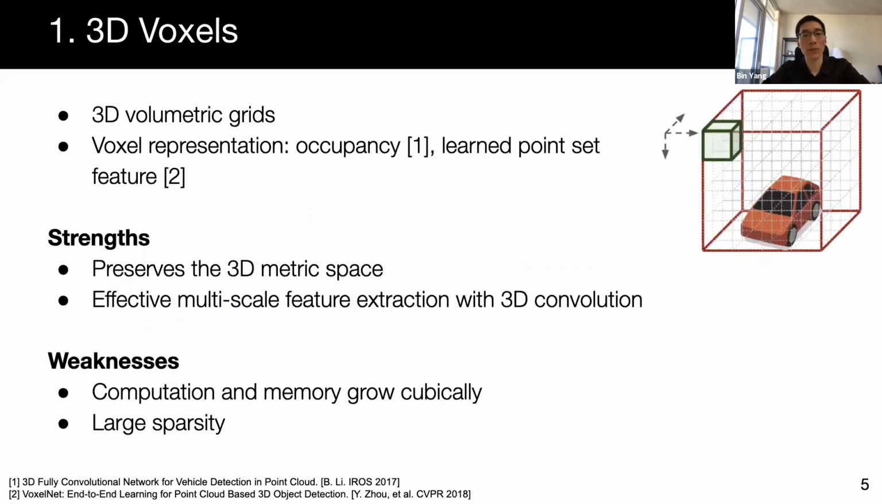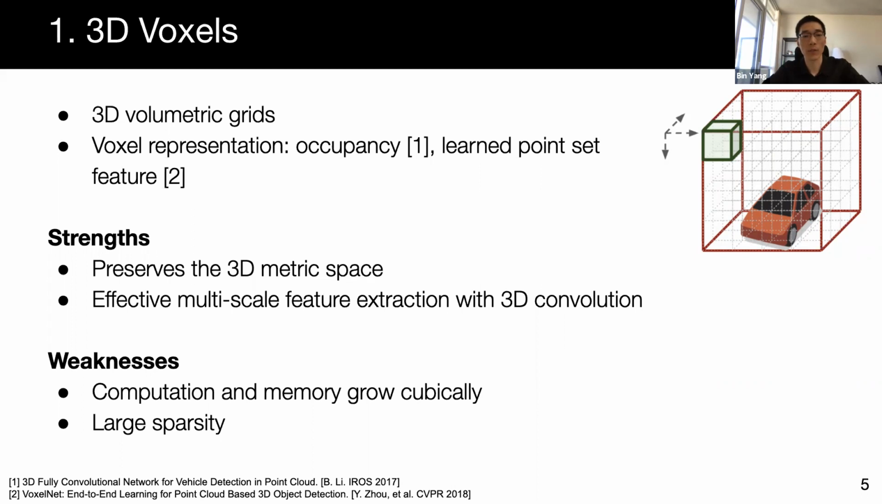One of the most commonly used representations for point clouds is 3D voxels, which discretizes the point clouds into uniform 3D volumetric grids. Different voxel representations can be applied, from simple ones like occupancy value to more complex point features that are learned from data. 3D voxels preserve the 3D metric space and enable effective multi-scale feature extraction with 3D convolutions.